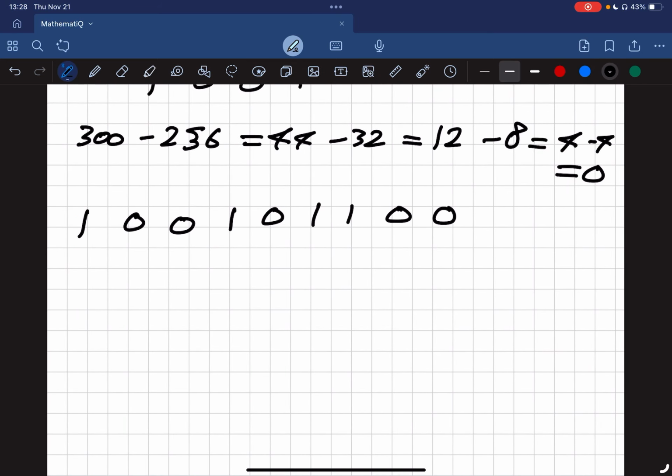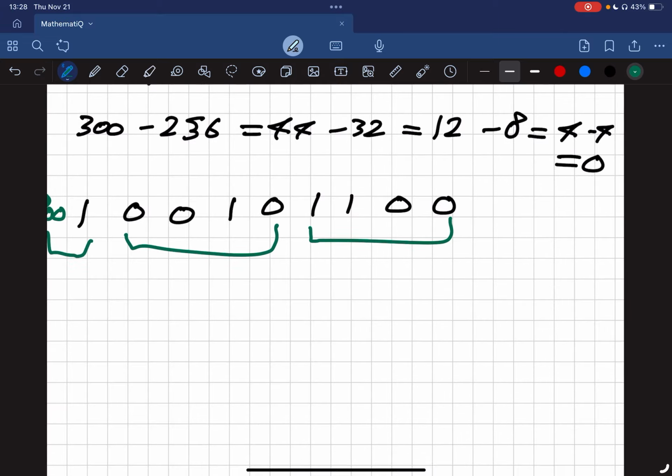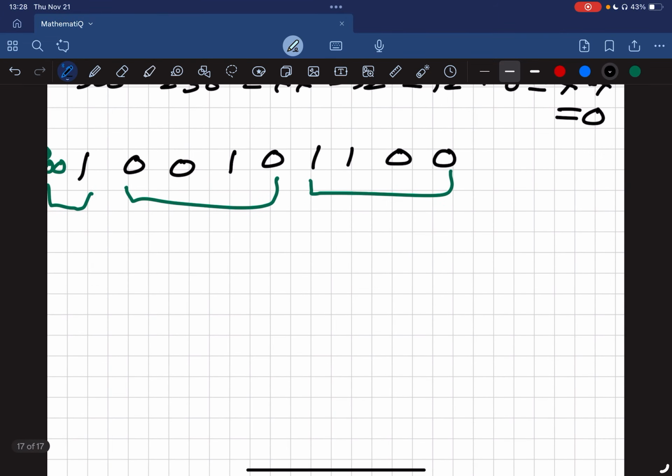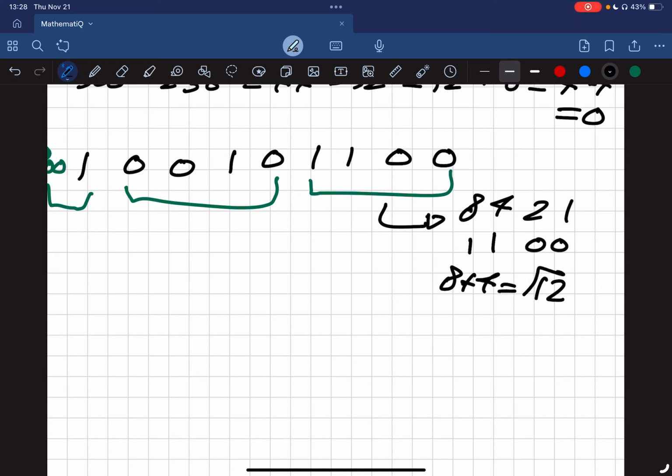So once again, the next step is we need to break it into 4-bit chunks. So we take 4 bits, 4 bits, and this will be another 4 bits. Even though we only have 1, we'll just have trailing zeros here. So once again, if we take this, put the weightings 1, 2, 4, 8, 1, 1, 0, 0, we see that this is 8 plus 4, which is 12. Keep this in mind. This one is going to be 2, and this one is going to be 1.